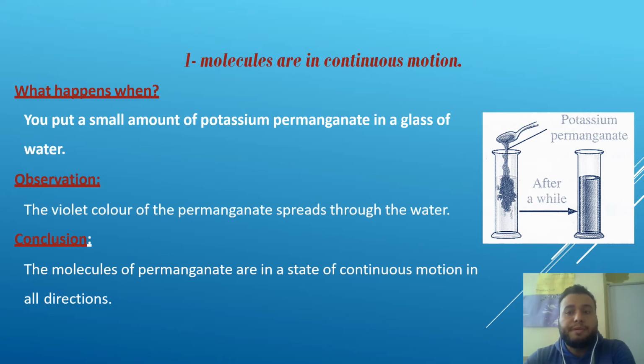Now, we will bring water and put inside it a matter called potassium permanganate, with violet color, and we will leave it for a while. What happened? The observation: the violet color of the potassium permanganate spread through the water. So we can conclude that the molecules of potassium permanganate are in a state of continuous motion in all directions.